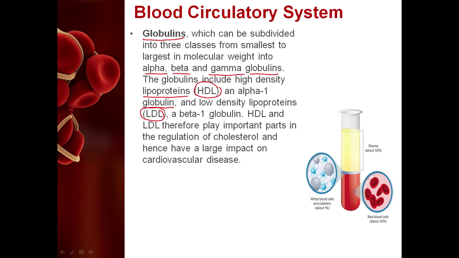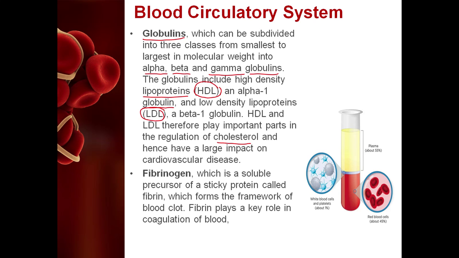HDL and LDL therefore play important parts in the regulation of cholesterol and hence have a large impact on cardiovascular diseases. This is the third type of protein which we can see here, fibrinogen, a soluble precursor of the sticky protein fibrin, and it forms the framework of the blood clot. Fibrin plays a key role in the coagulation of the blood.